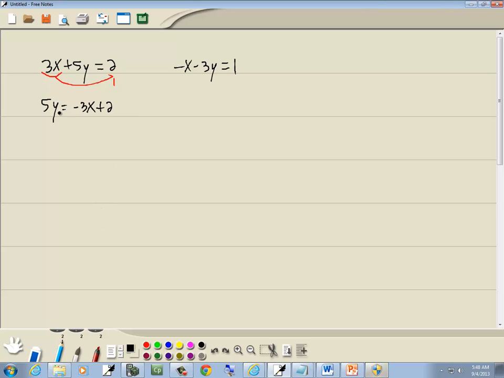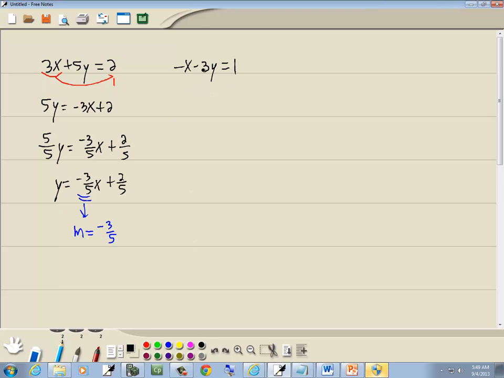Fourth step we don't have to do because it's not in 2 or more terms. Last step, divide both sides by what's in front of the variable you're solving for, which in this case is y. So we'll divide everything by 5. Those 5s are going to cancel, and we've got y is equal to negative 3/5 x plus 2/5. Now the reason why we put it in slope-intercept form is so we can see what our slope is. So for this one, our slope is negative 3/5, the number before your x.